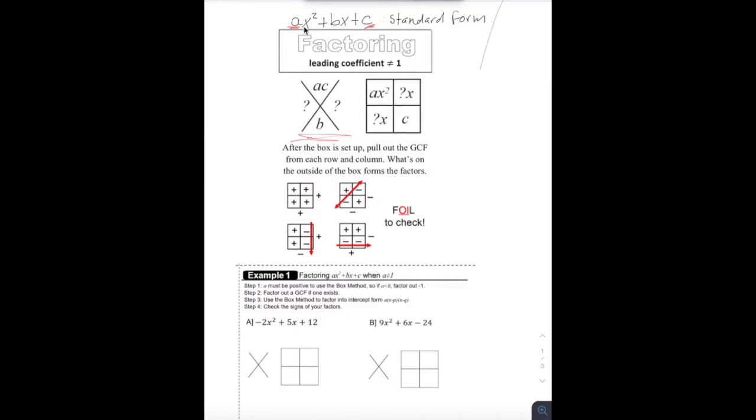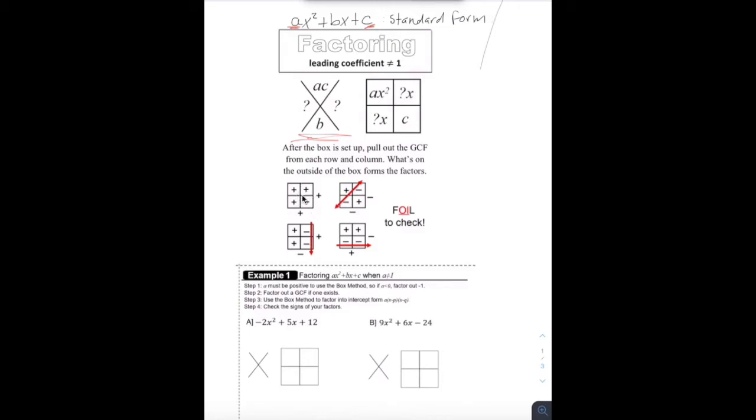In the box, we always put the ax squared into the top left corner of the box. The last number is always the bottom right. And the two numbers that we found go in these two boxes. Now after you get your box, you have to factor the box, and you gotta figure out the signs. Is it positive, is it negative?